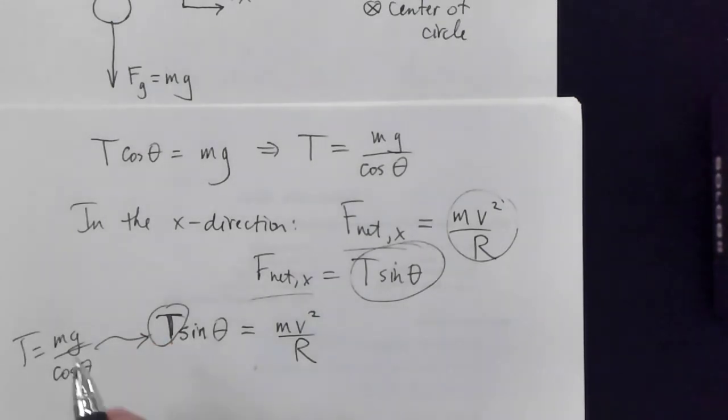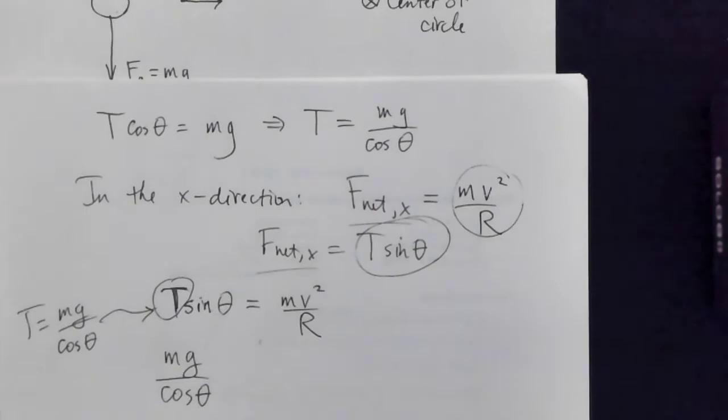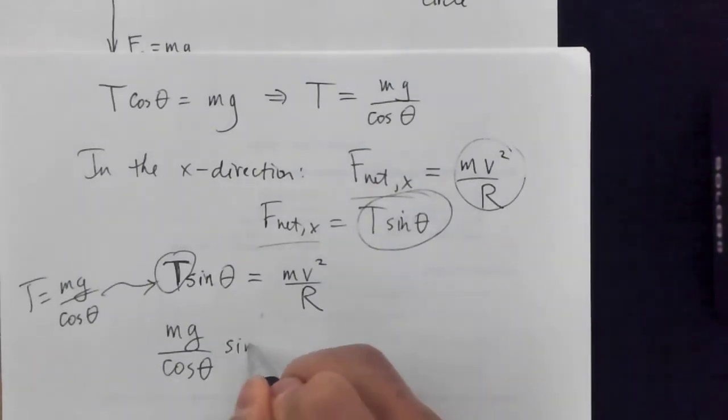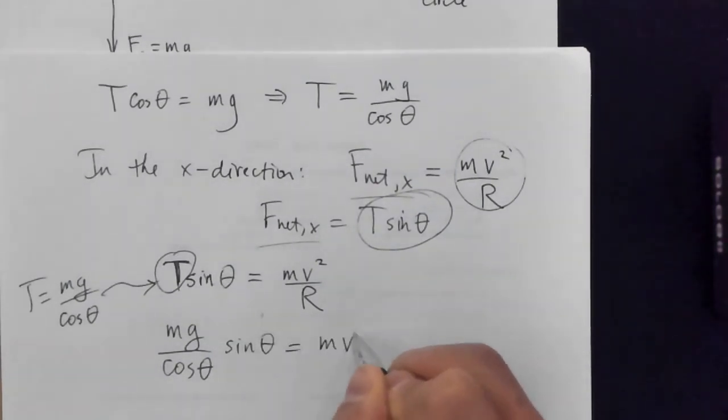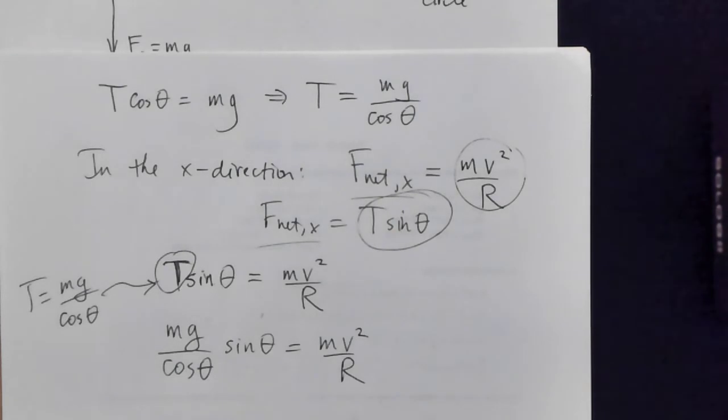Okay. So let's get rid of t. Let's get rid of t, put it in there. And then we'll end up with mg over cosine of theta times the sine of theta is equal to mv squared over r. Okay? I didn't really explain what we're looking for here. I'm just trying to figure out what's going on with v.